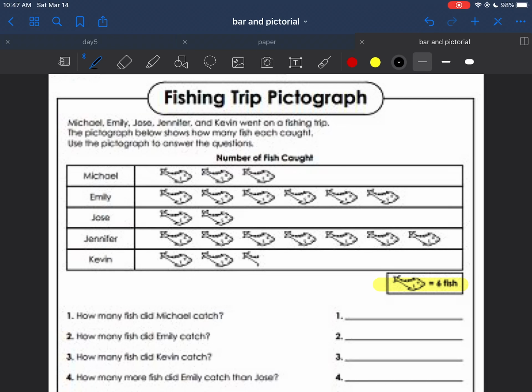So in this pictograph, a fish, it's a little blurry, but we can work through it. One fish is really equal to 6 fish, okay? So what I've taught my class to do is go ahead and write 6 on all of those fish so you don't forget that it's not 1, it's actually 6.